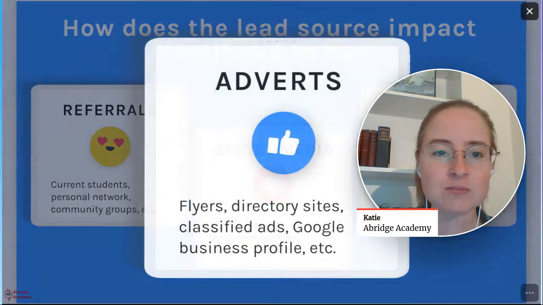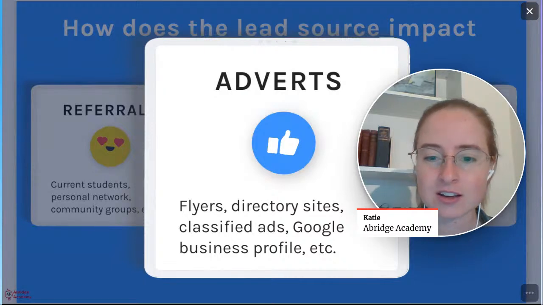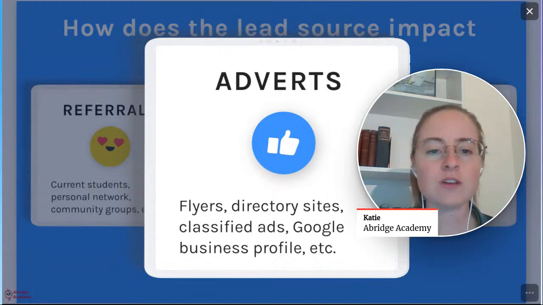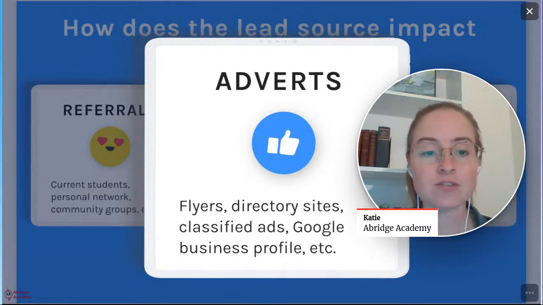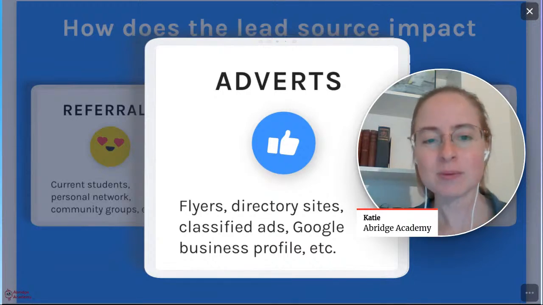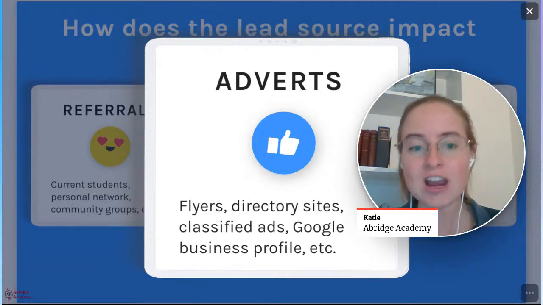And the final method I've got up here are adverts. I think Emma mentioned SuperProf, and I'd consider that in this kind of category. So if you put out direct flyers or you've listed yourself on a directory site or some marketplace site, if you're doing classified adverts, Google business profiles, any kind of advert where people have got to be directly looking for a tutor in order to find you, they are probably a bit more interested because they've directly searched for tutors.